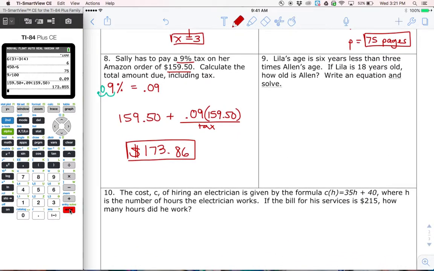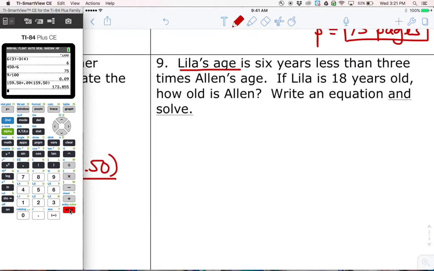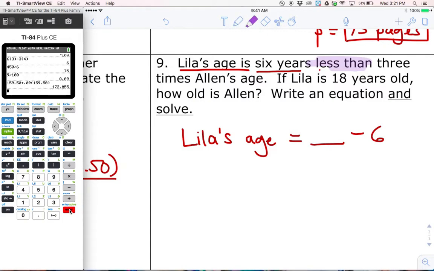Question 9. Lila's age is, so I'm going to stop because I just read something I can write down. I can say Lila's age is 6 years less than. All right. When you read 6 years less than, okay, it's less than something, right? 6 years less than something. Okay, less than what? You keep reading. 3 times Alan's age. So we're going to say 3A. 3 times Alan's age. 6 years less than that.